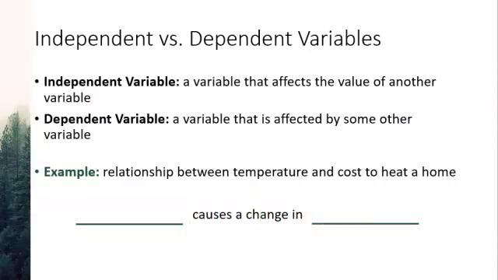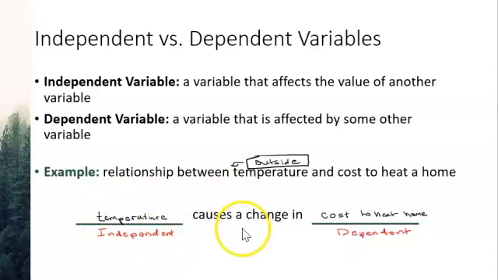So, let's say you're trying to determine if there's a relationship between temperature outside and the cost to heat your home. You should first identify your independent and dependent variables. Ask yourself which one causes a change in the other. Does it make sense to say the temperature outside causes a change in the cost to heat your home? Or the cost to heat your home causes a change in the temperature? Obviously, we cannot cause changes in the temperature, so it is the first situation that makes sense. Temperature causes a change in the cost to heat your home. The variable that comes first, the one that causes the change, is the independent variable. The one that comes second is the dependent variable.